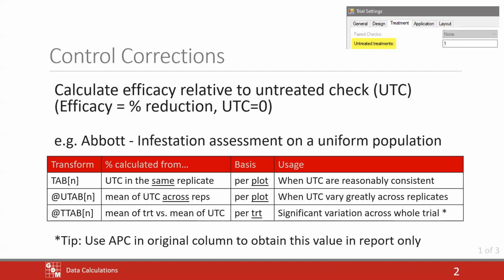It does make for a nice summary. You get one value calculated for each treatment, and it's relative to the check. And there is an option to have this value calculated, not really in its own assessment column, but just in your report output. So there is an automatic percent control, which is what this APC code is short for. You could put that in the original column to be able to see this T-tab value, but just on the report. So it doesn't save it in the trial.